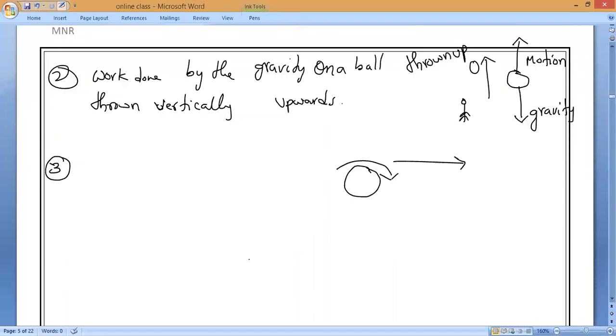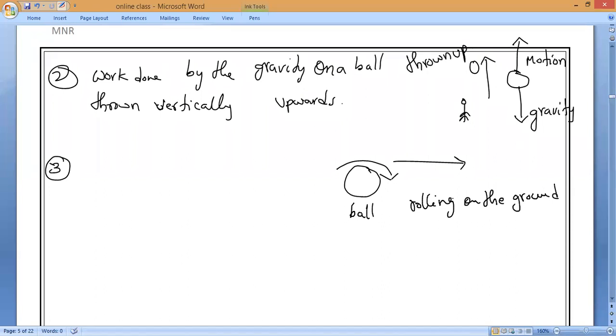Observe very carefully. If the ball is moving in the forward direction, for example, the ball is hidden by Mr. Arun Kailash. Now the ball is rolling on the ground. In these two examples, we can make negative work done.